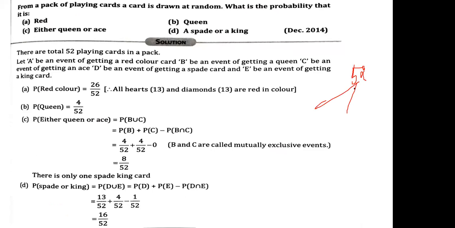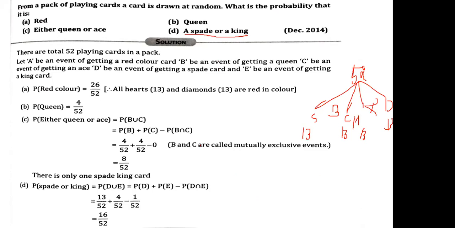52 cards are divided into 4 different sets: spade, club, heart and diamond. Each will have 13 cards. It's a set of 13 cards. Heart and diamond will be red in color. Spade and club will be black in color. Okay. Now the last one is a spade or a king.